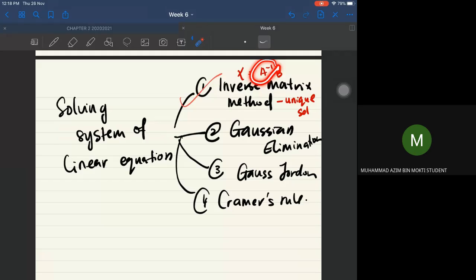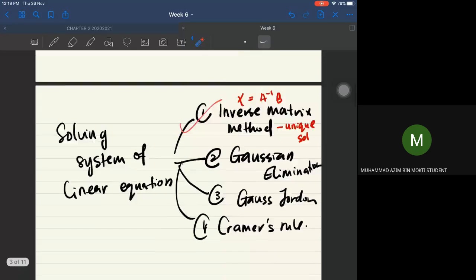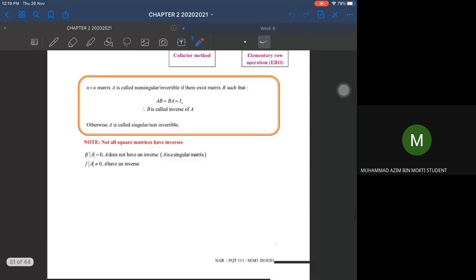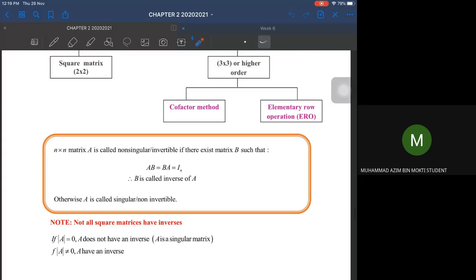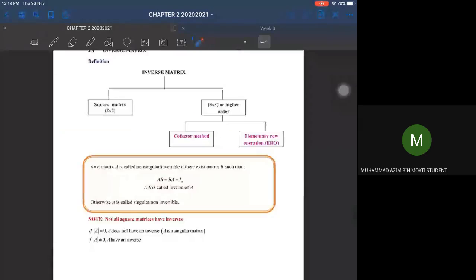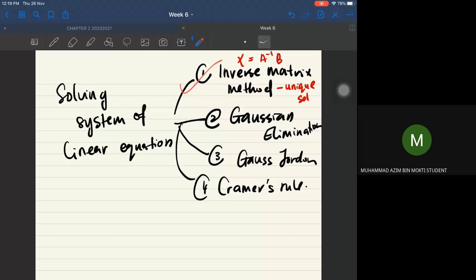So selagi determinant awak not equals to 0, you masih ada inverse lah. You ingat ni. Okay, kalau determinant 0, you takkan ada inverse. Does not have inverse. Okay, not equals to 0, then you will have inverse. Okay. So mungkin you akan dapat unique solution, mungkin juga you akan dapat no solution.